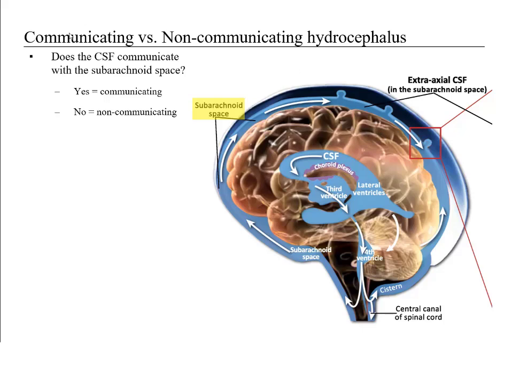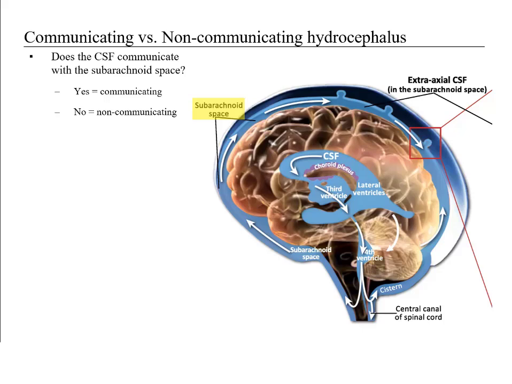The way to determine whether it's communicating versus non-communicating is to answer the question, does CSF communicate with the subarachnoid space? If yes, then it's communicating. In other words, the term communicating refers to the fact that CSF can still flow out of the ventricles, which remain open. So this can be caused by an overproduction of the CSF. So CSF is being overproduced and it can flow into the subarachnoid space. That would be communicating. If there's thickening of the arachnoid, and so the CSF can't drain, that would be communicating, because the question is, can the ventricles still communicate with the subarachnoid space?